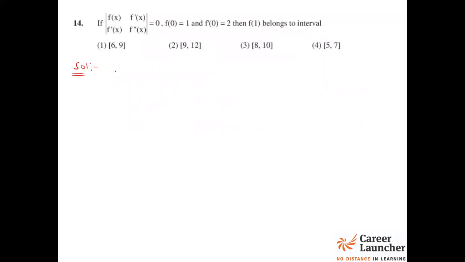If the determinant of this is given, and f of 0 is given as 1, f dash of 0 is given as 2, then we need to find which interval f of 1 will belong to. So expanding this determinant, we get f of x times f double dash of x minus f dash of x whole square is equal to 0.